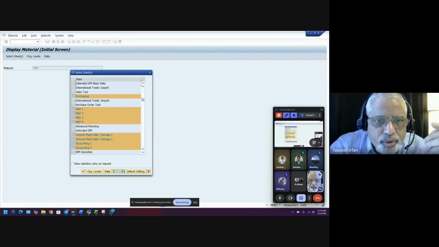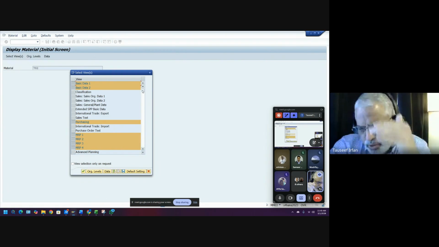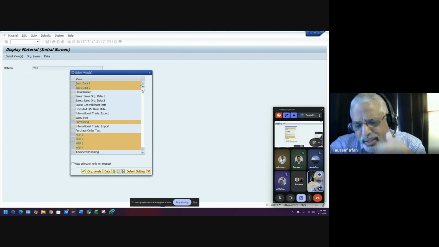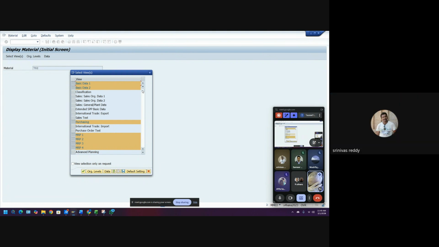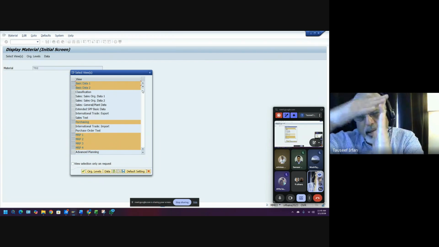All these views are in 3 levels. What levels do you have? Client level, plant level, and storage location level. Everybody remember the levels. So you got the matrix now, the levels and the views. So you understood the 3 levels and all these views.